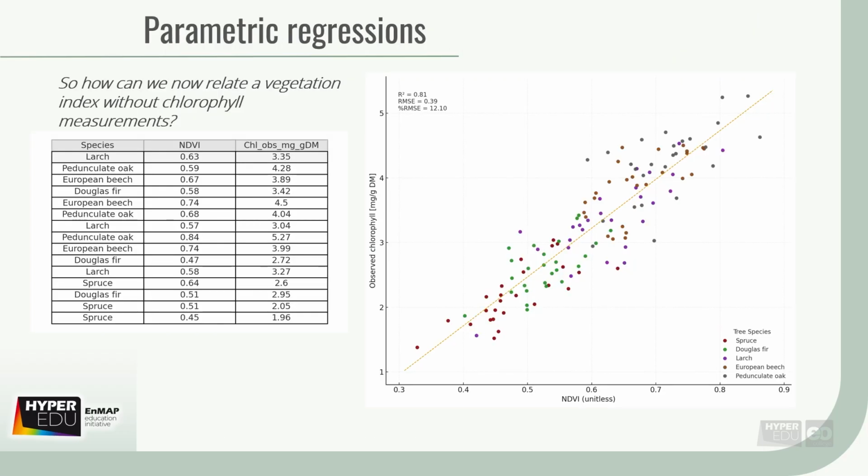So how can we now relate a vegetation index without chlorophyll measurements? Imagine you order the calculated index, for example, the NDVI, and the chlorophyll content measurements in a table for different tree species. You can then easily perform a linear regression between the index and the chlorophyll content and receive a result on the relation between the original measurement and the remote sensing variable. This parametric fitting function is a straightforward but often still effective way to retrieve forest information with hyperspectral remote sensing.